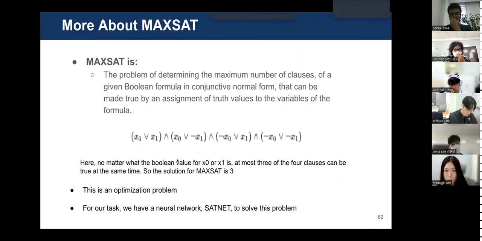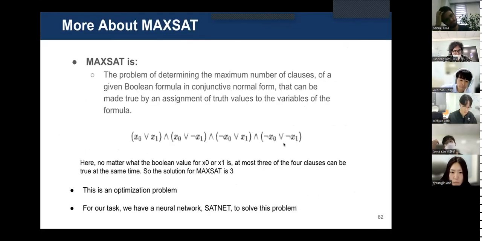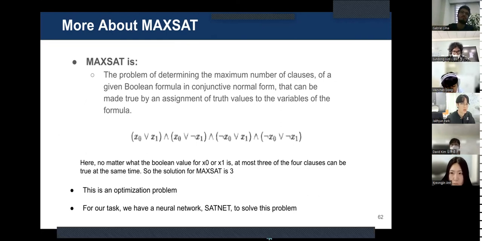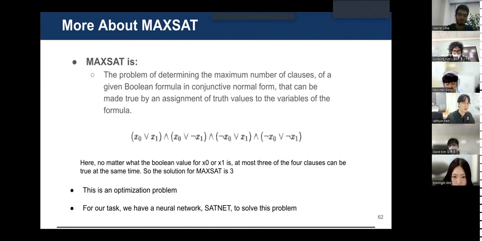So MaxSAT is the problem of determining the maximum number of clauses of a given Boolean formula that can be made true by assigning truth values to the variables of the formula. So that's just a Wikipedia definition. To give you a concrete example, in this formula there are 4 Boolean clauses, and no matter what Boolean value you put for x0 and x1, at most 3 of the 4 clauses can be true at the same time. You cannot make all 4 true at the same time. So the solution for this MaxSAT problem is 3. You can at most make 3 clauses true at the same time.